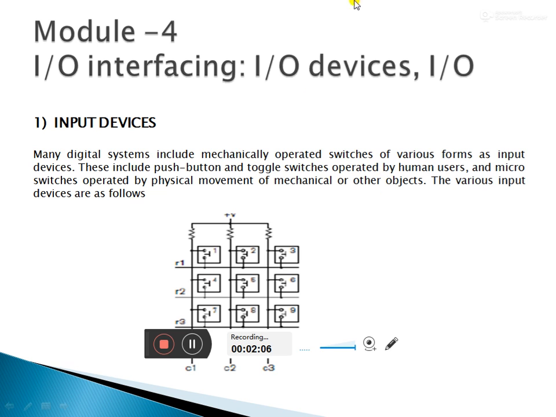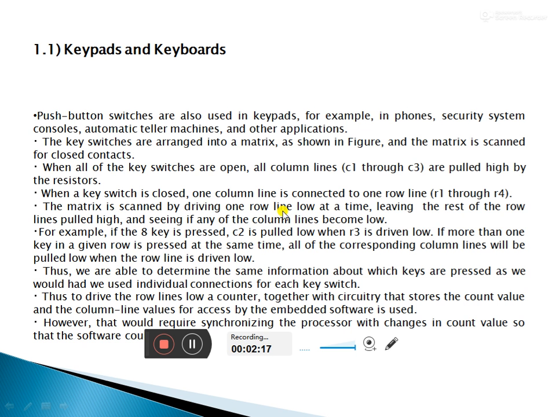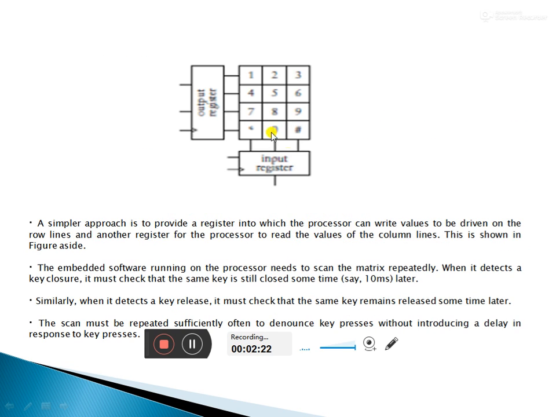See, this is the arrangement of the switches. These switches R1, R2, R3 are there. These are the registers we are using. When you press, there are the column lines. This is the keypad structure, a simple keypad structure. If you observe, there are 0, 1, 2, 3, 4, 5, 6, 7, 8, 9. So there are output registers and input registers.